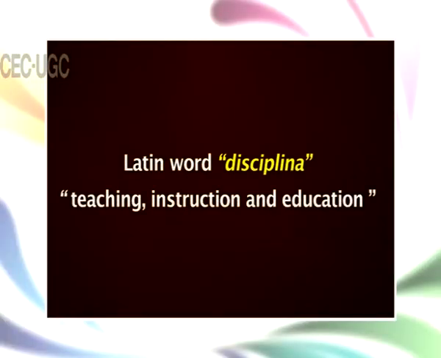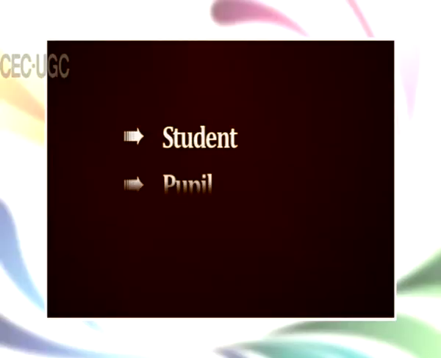If we trace the English word discipline back to its Latin origins, we find that discipline comes from the Latin word disciplina, meaning teaching, instruction, and education. Similar words are disciple, meaning a student, pupil, and trainee. It implies that discipline is a process of coming to know, a process of learning and development.